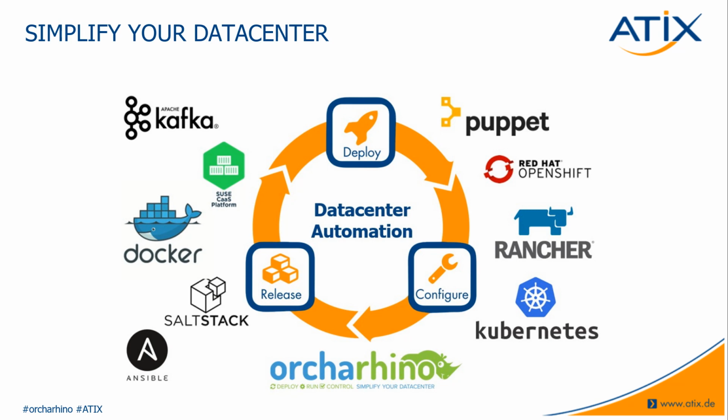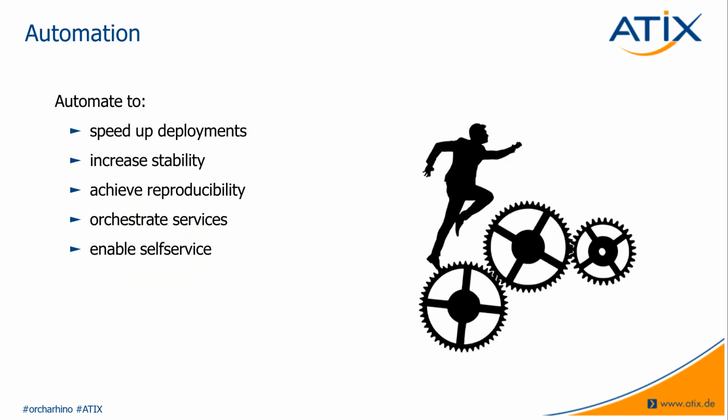Our goal in all these topics is to automate as much as possible, because we think that automation helps you to speed up your deployments and to increase stability. It does this, for instance, by achieving reproducibility. If you write all your configuration as code, then you can do the same actions again and again. And this, in turn, helps you to orchestrate your services and eventually even enable self-services for your developers.